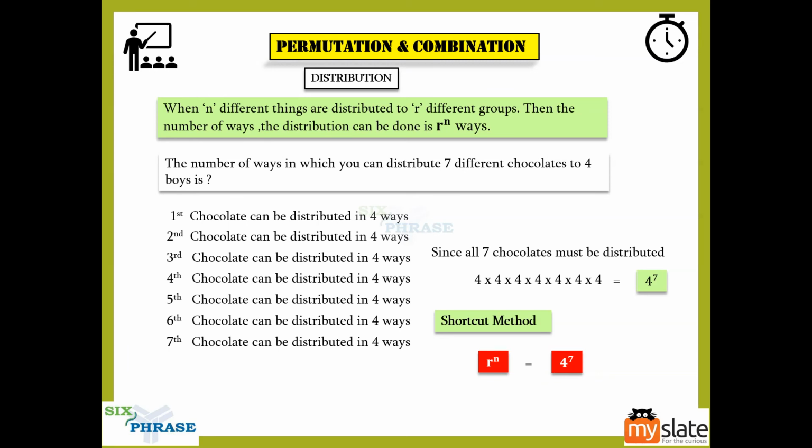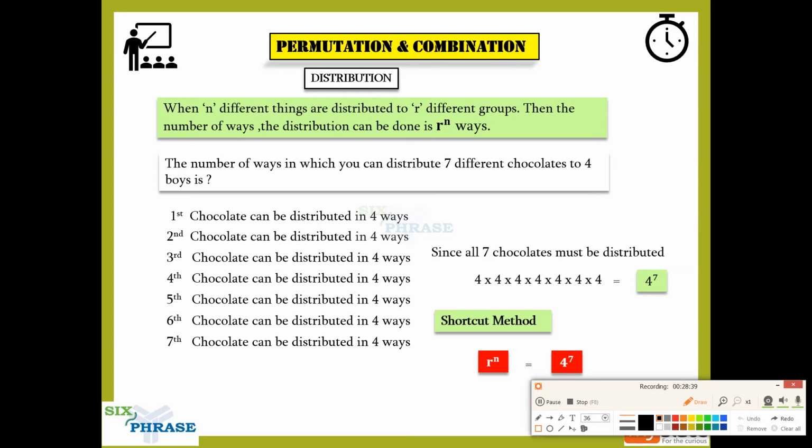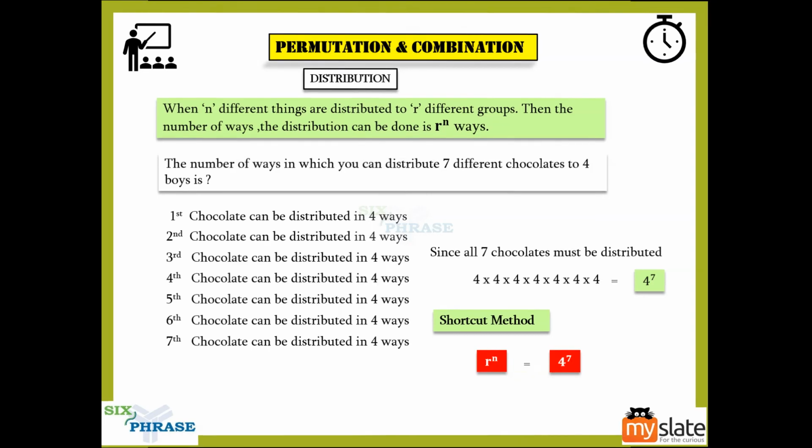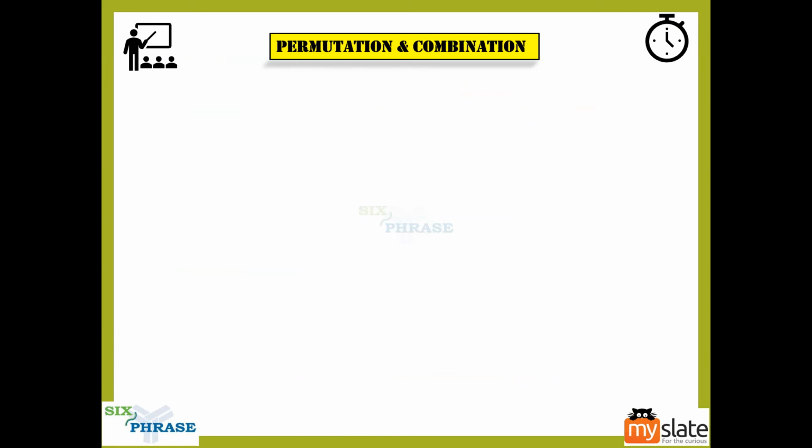But here you have to make sure this is a distribution problem, and also that you are distributing different things. Now what if you have to distribute identical things? I shouldn't call it same, I should call it identical. Which brings us to the final thing in this topic, distribution.